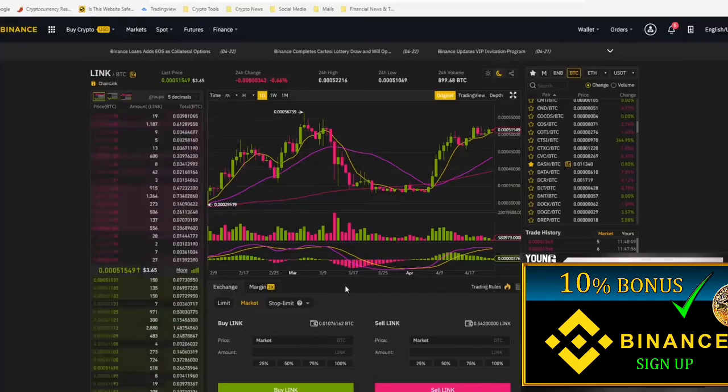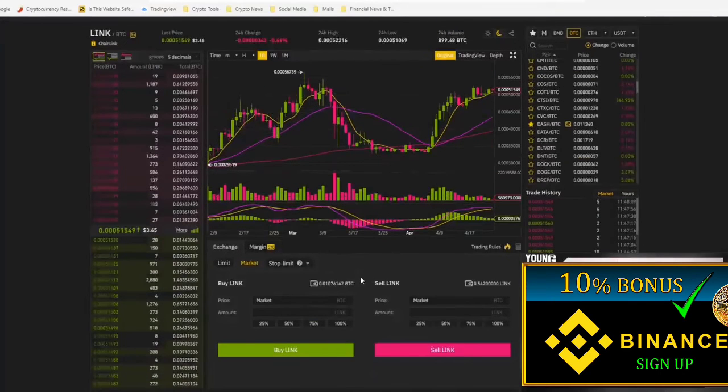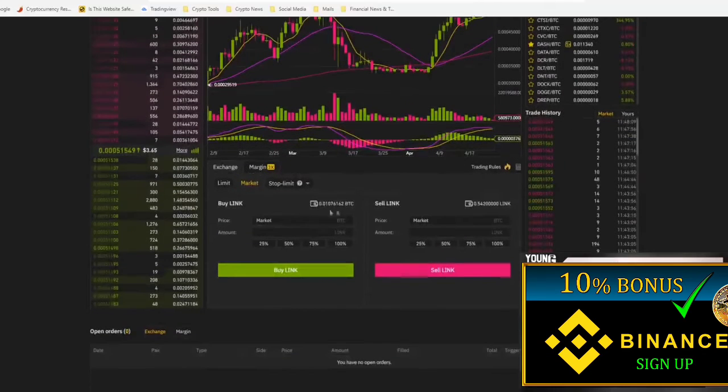So I would say do that only if you're buying with a few $100s. Otherwise, you should always use limit. Anyway, for market, we see here the price. This will be market bought. Like I said, you cannot give your own price. The amount you need to decide for yourself, how much you want to buy.